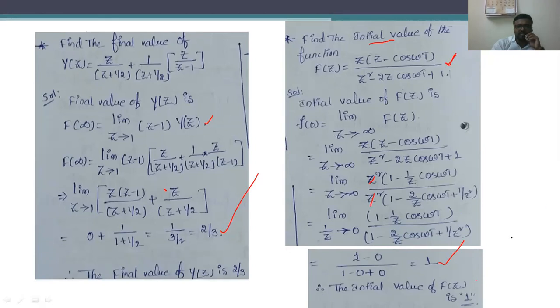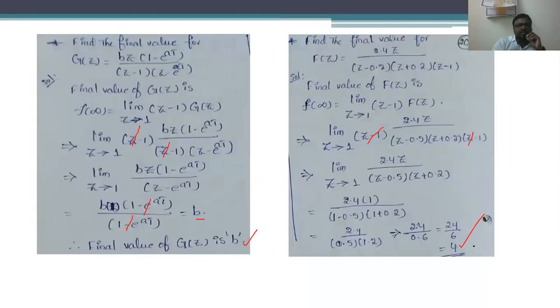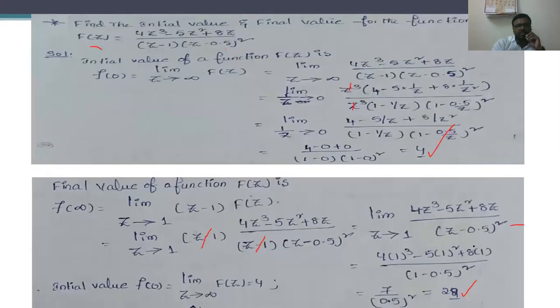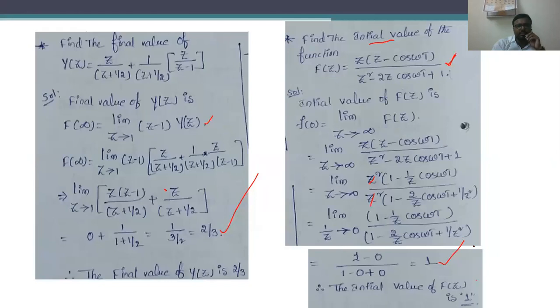Okay, this is the initial value theorem and final value theorem. These are several problems which are asked repeatedly in your university question papers for 4 marks as well as for 2 marks.